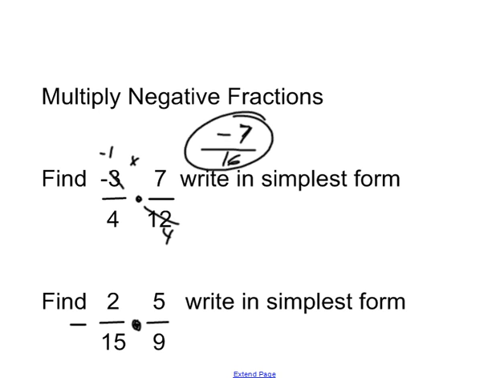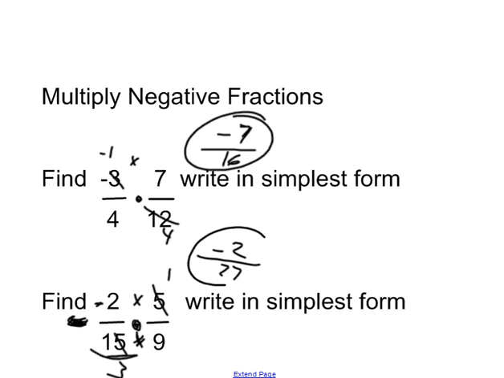On this problem, I can choose to put the negative up here with the numerator. So I can have -2 times 5 and 15 times 9. But again, I'm going to try and simplify. 5 will go in there 1 time, 5 will go in there 3 times. So I have -2 times 1 is -2. And 3 times 9 is 27. So I have a -2/27.